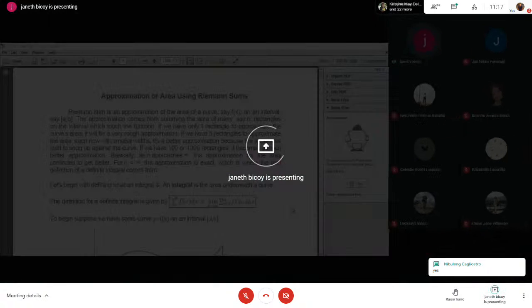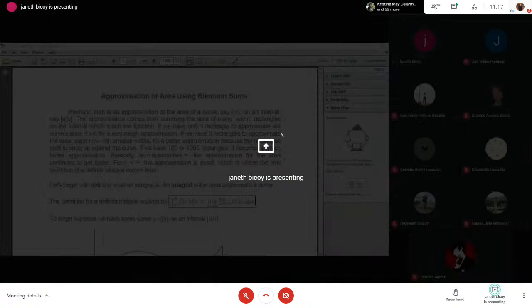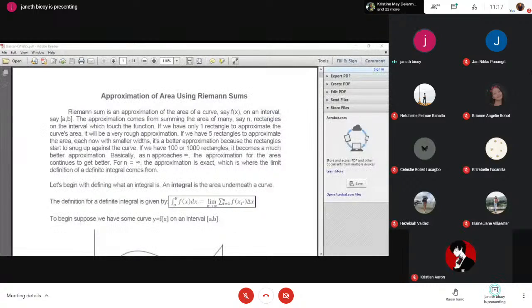Okay, you can see on the screen the approximation of area. Can you see it? Yes, ma'am. Okay, good. So this is module 5.